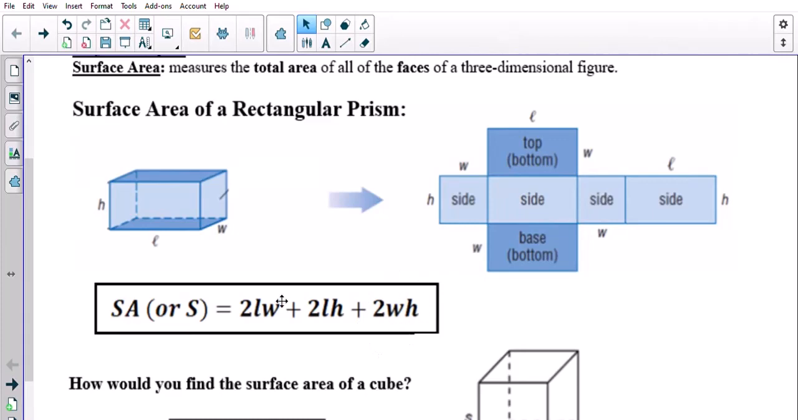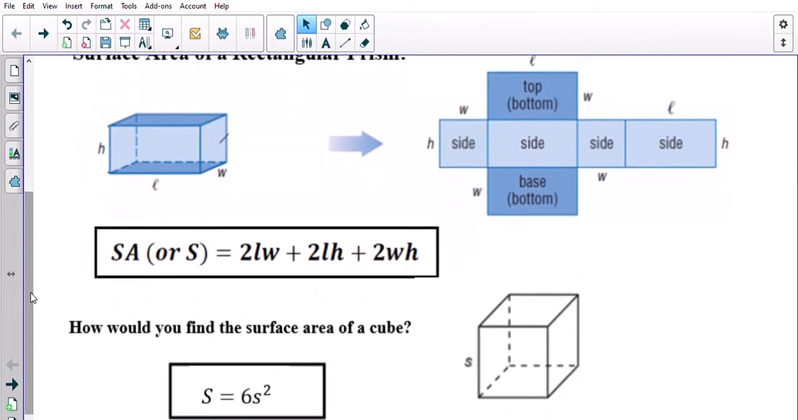So the formula comes from somewhere. It's not just a formula that's randomly made up, but it's much easier to just have a formula where we can plug and chug instead of having to break this figure down into 6 different faces and find the area of each and add them together. So the formula for the surface area of a rectangular prism is 2LW plus 2LH plus 2WH. On your formula sheet, you'll see SA equals. I've also seen S equals for surface area.